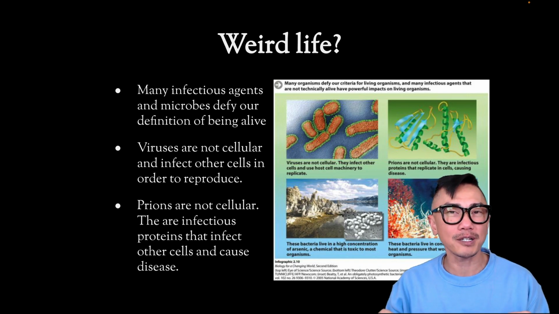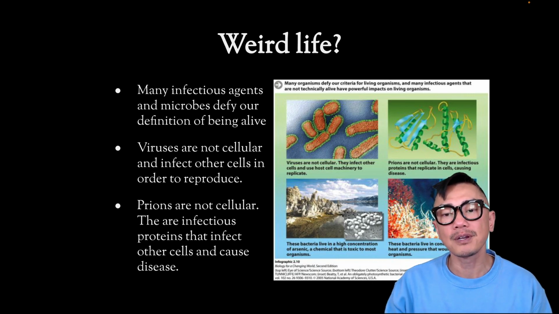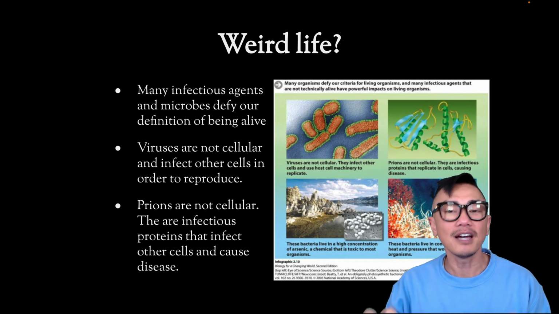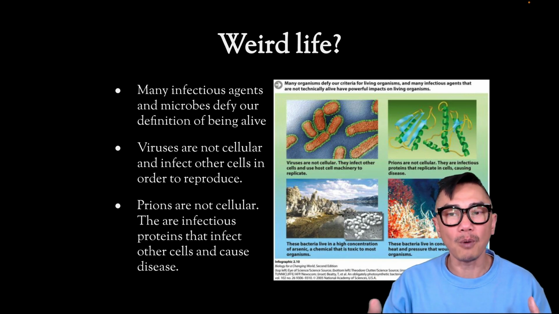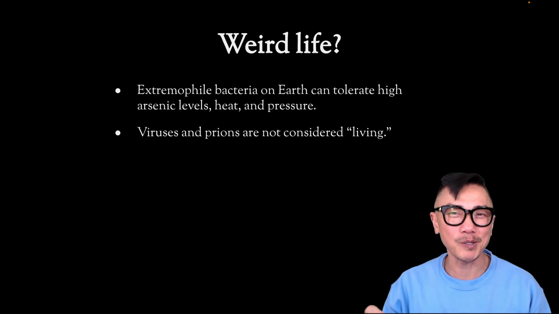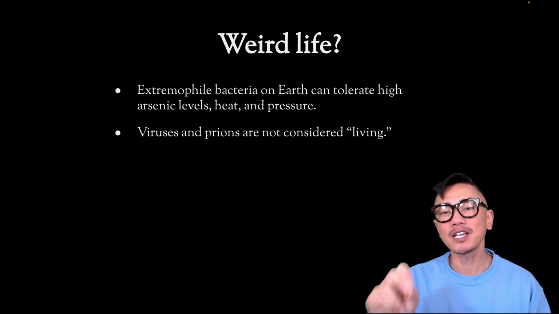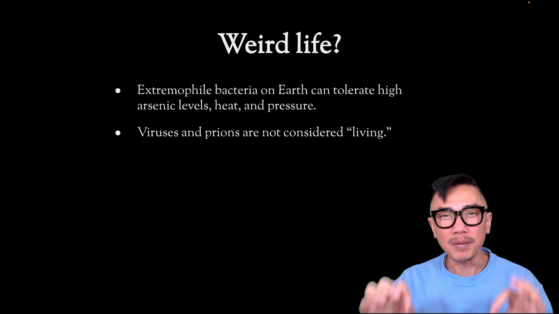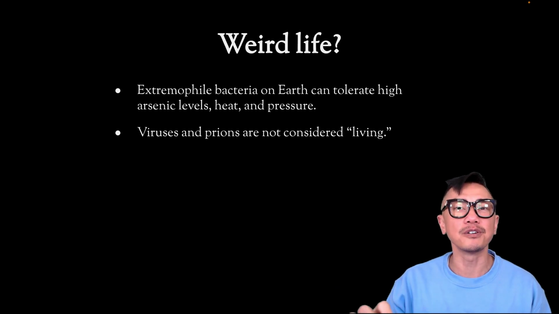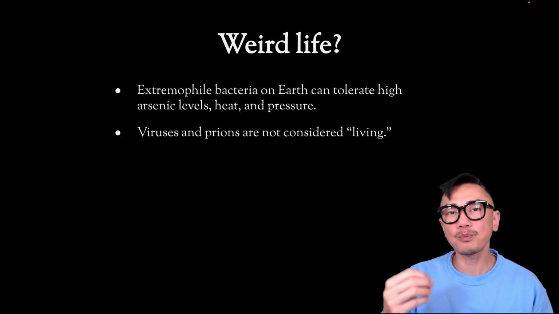Maybe we should be more flexible about what we expect in terms of Martian life or other life forms outside the planet Earth. Life elsewhere might not be dependent on water or made up of organic molecules. We also find life in very strange places on Earth. Extremophiles are bacteria that can tolerate places on Earth with high arsenic levels, temperatures, and pressure. Maybe there are extremophiles somewhere else in the universe. Even though they are not considered living, maybe there are viruses or prions out there.